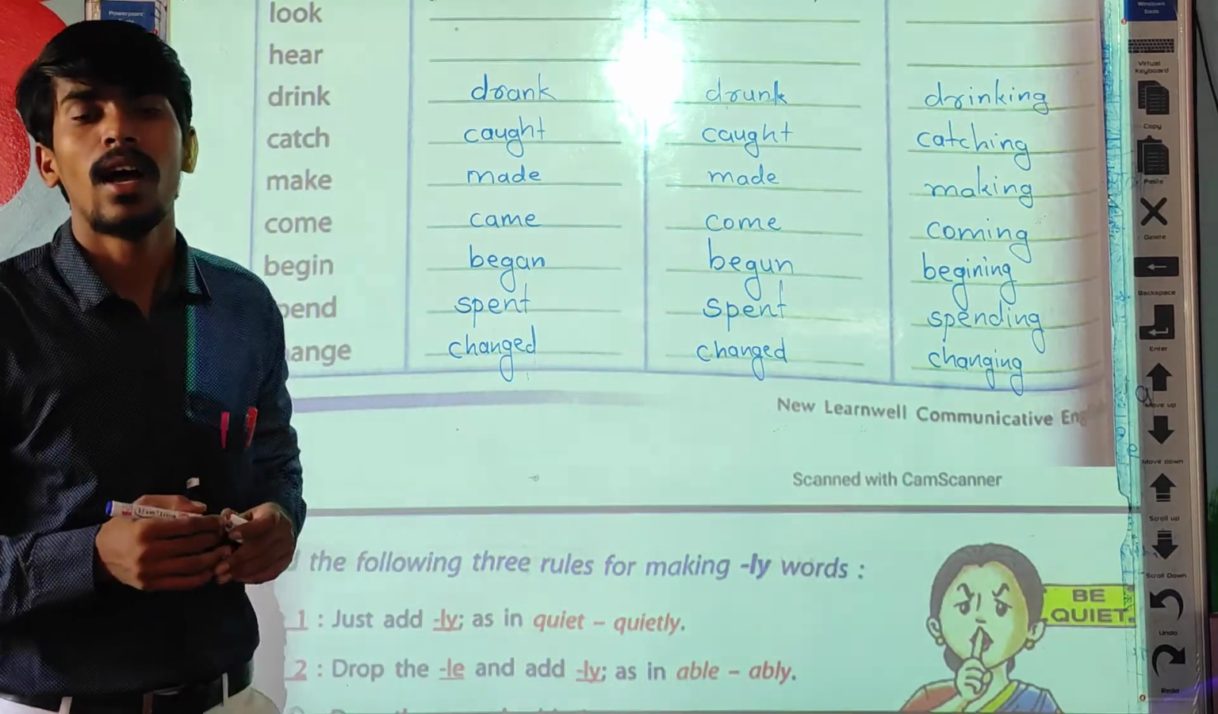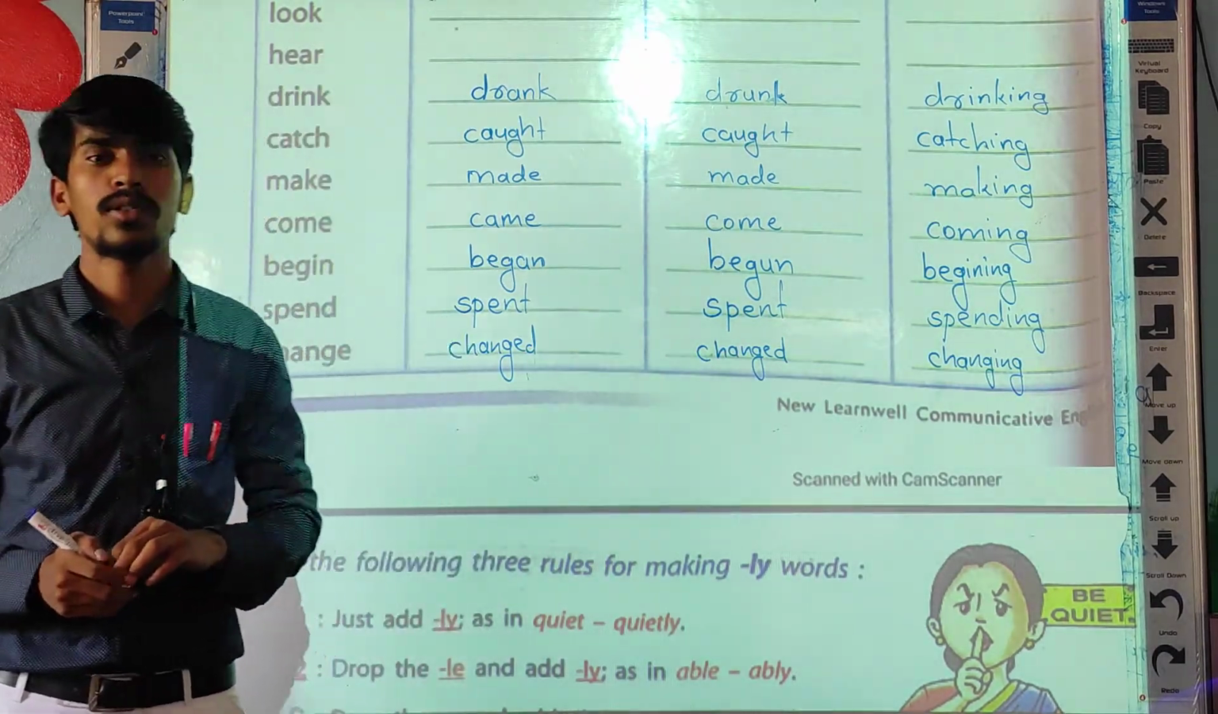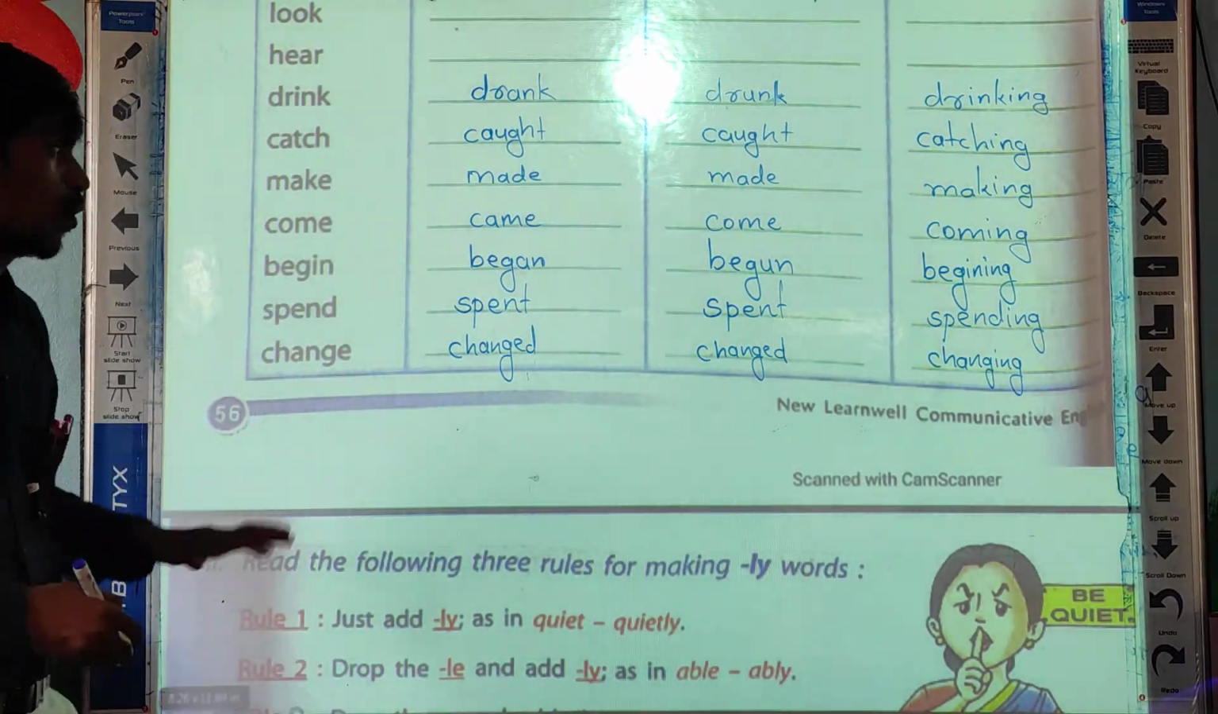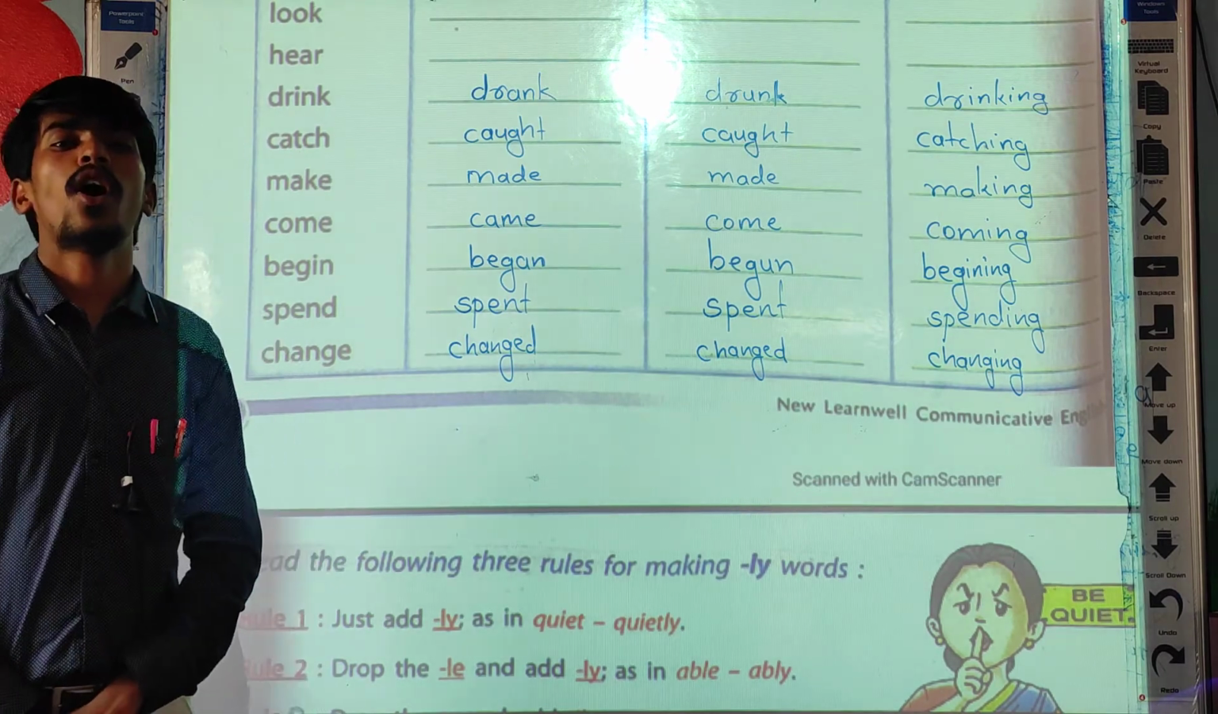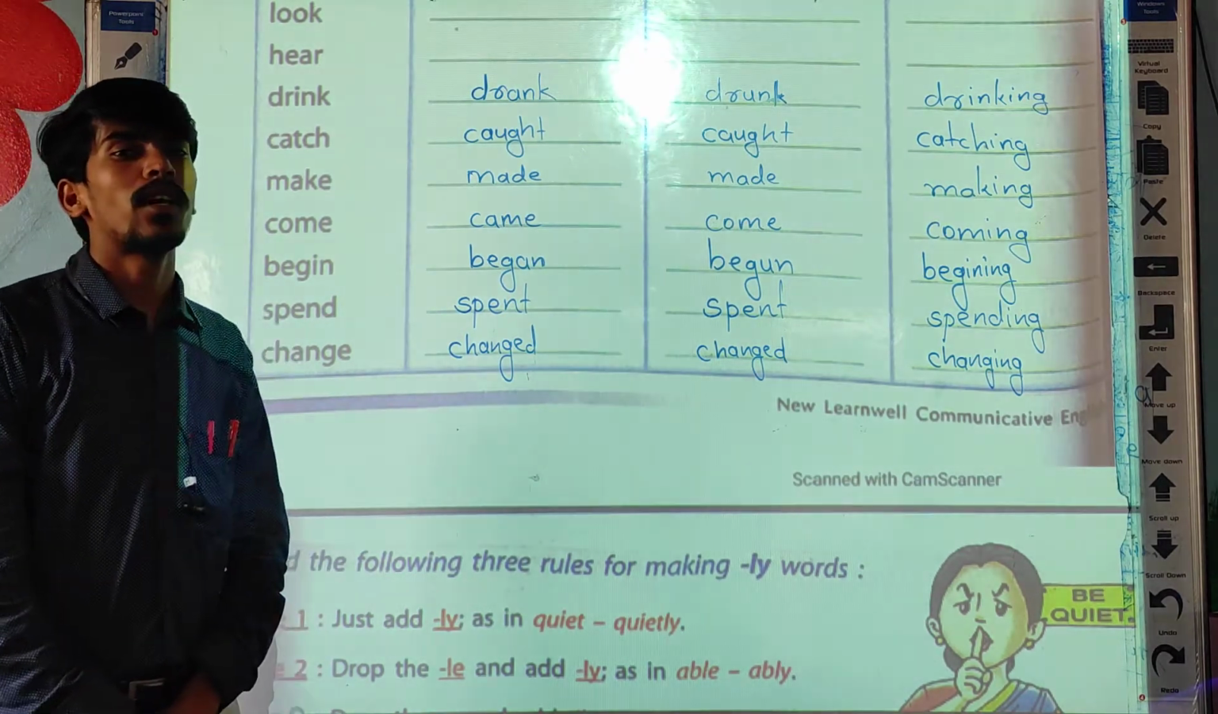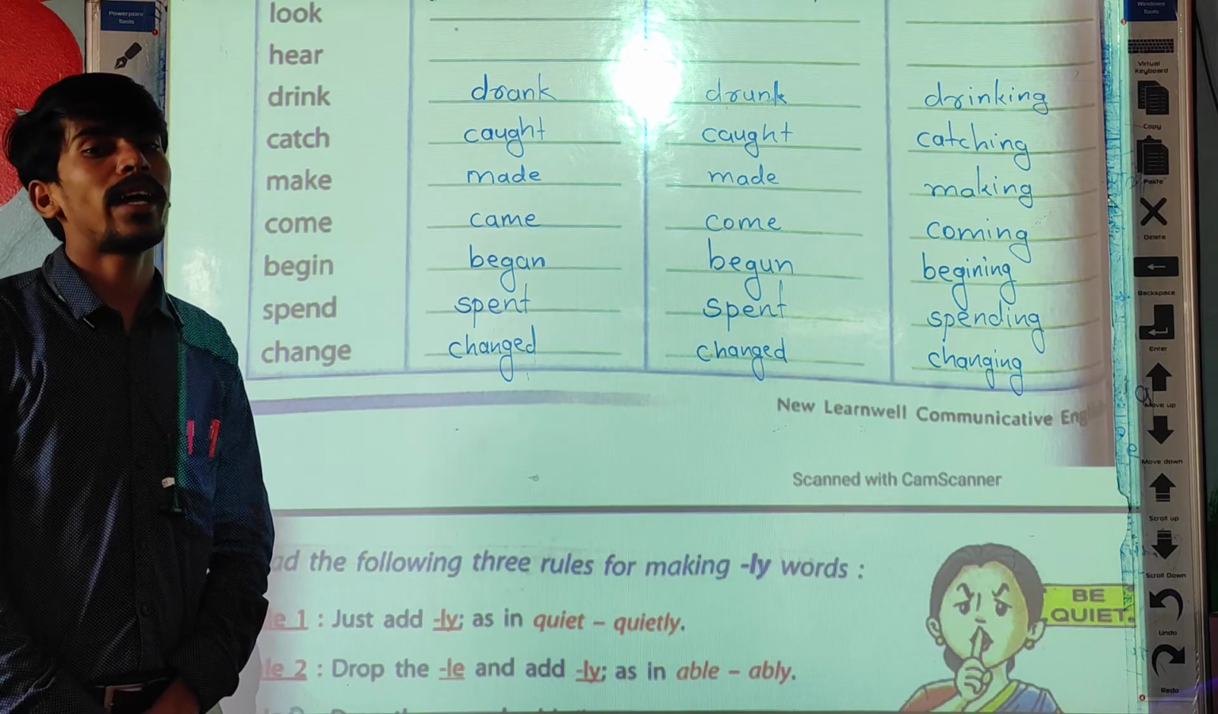Okay, students, I hope you have understood clearly. I will send this photo. You will have to write all these words in your textbook and you have to memorize them.